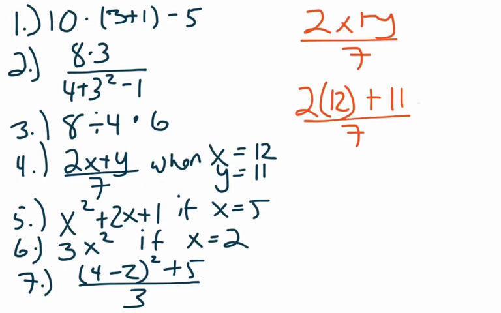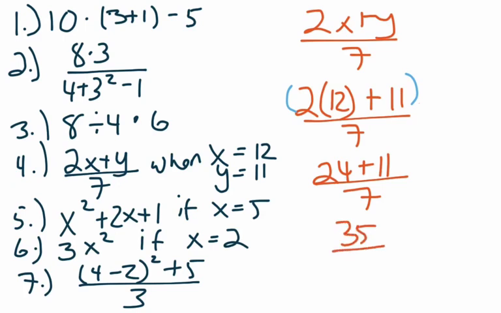Now here again we have the fraction bar, and the fraction bar is acting like a grouping symbol that tells us you've got to do everything with the numerator first. So in the numerator we have multiplication and addition. We have to do the multiplication first. So 2 times 12 is 24, and we're not done yet. We have to do 24 plus 11, which is 35.